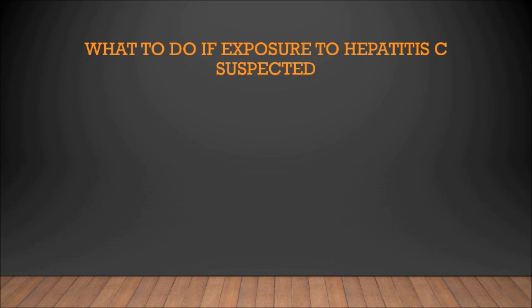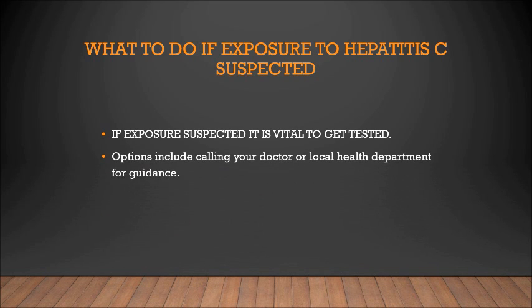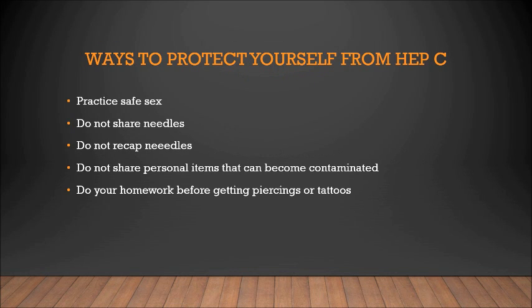So what do you do if you suspect that you have been exposed to hepatitis C? It's very, very important to get tested. There are no vaccinations against hepatitis C. You can call your doctor or also contact your local health department for guidance. Your doctor will draw blood to look for the hepatitis C antibodies. And this also will do an RNA blood test.